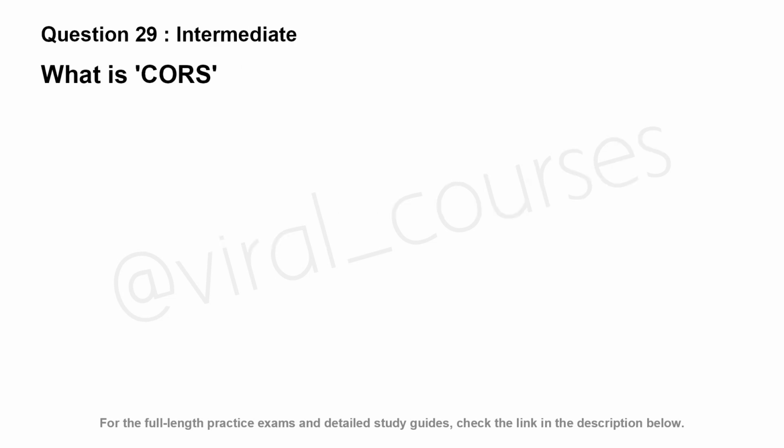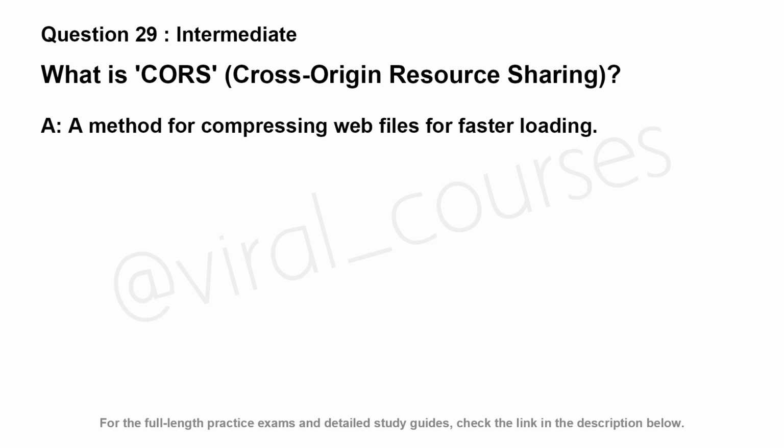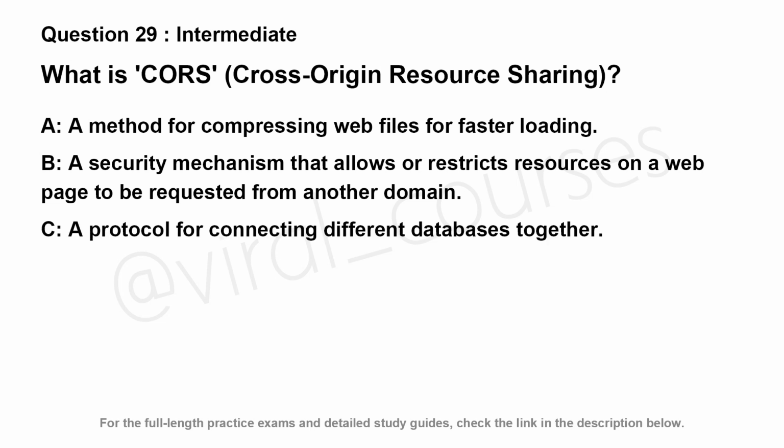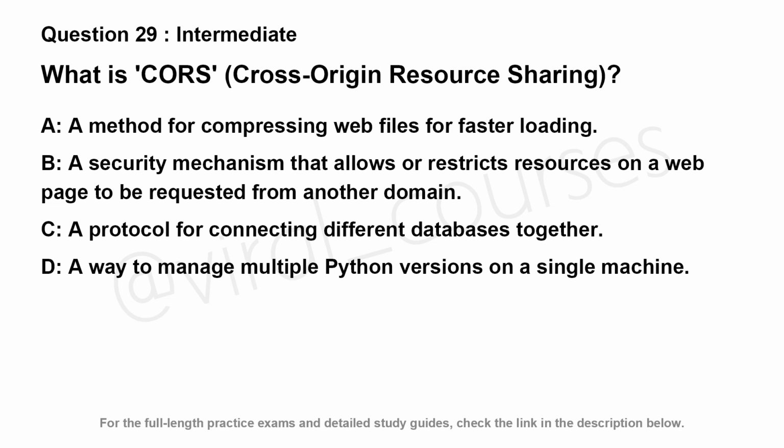What is CORS, cross-origin resource sharing? Option A. A method for compressing web files for faster loading. Option B. A security mechanism that allows or restricts resources on a web page to be requested from another domain. Option C. A protocol for connecting different databases together. Option D. A way to manage multiple Python versions on a single machine.